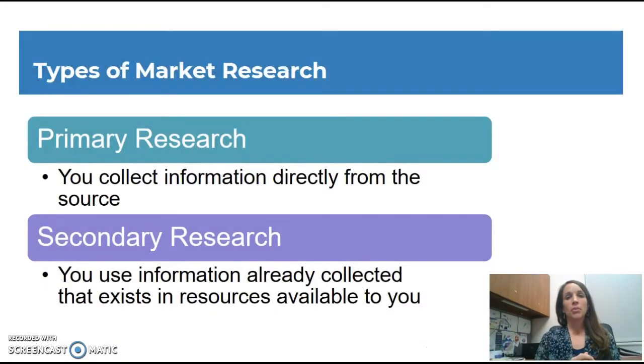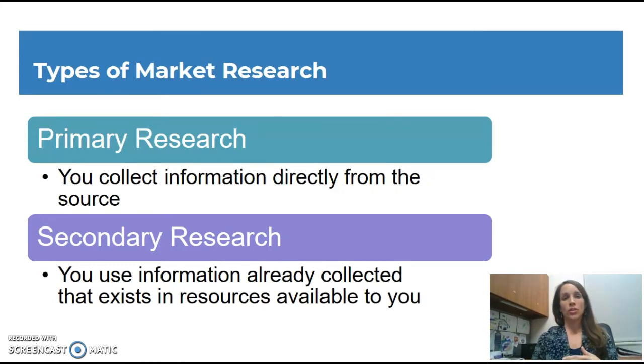Okay, so different types of market research, basically two big buckets that you can put market research in. You have your primary market research or your secondary market research, and it's really simple. The primary meaning you went to the primary source yourself and you collected that information directly from that source. So that's new information you're gathering yourself, in addition to secondary information, which is where you're using information that's already been collected by somebody else or other organizations. It already exists out there in resources available to you.